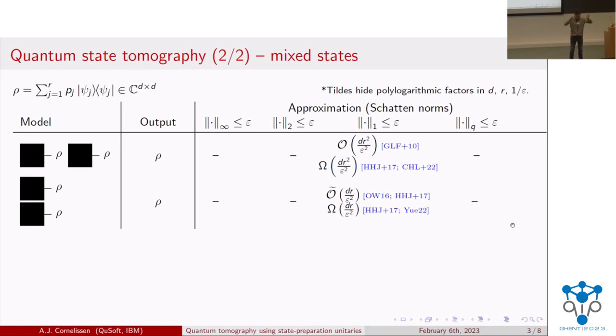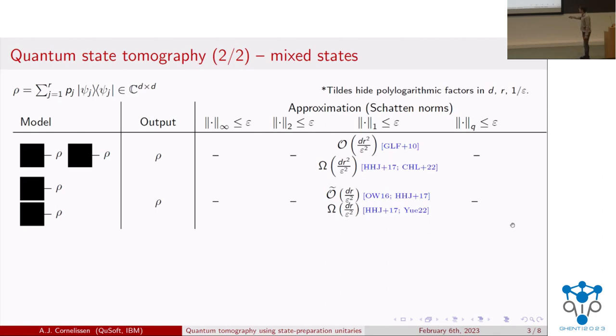So you can only have one copy of the density matrix rho at the same time. In that case, there has been quite a long line of work that tightly characterizes how you can estimate this density matrix. And curiously, if you have multiple copies of the mixed state at the same time, then you can do better.